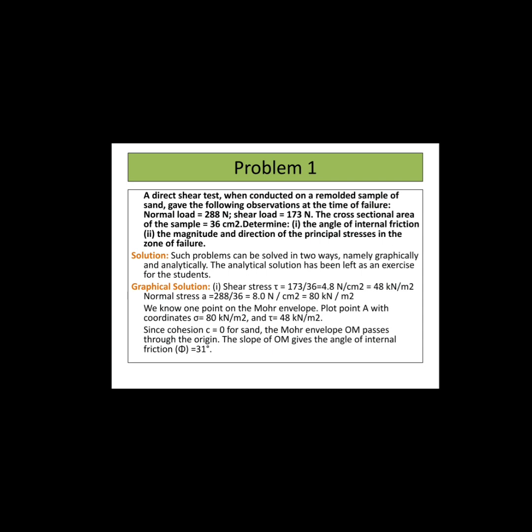We know one point on the Mohr envelope. Point A with coordinates sigma as 80 and tau as 48 kilonewton per meter square. Since cohesion is equal to 0 for sand, the Mohr envelope passes through the origin and through this point A, which is having the coordinates 80 and 48. The slope of the line OM gives the angle of internal friction, which is measured to be 31 degrees. Please note that the scale on both the axes, that is along sigma axis and tau axis, are same, so that you can measure the angle with a protractor.